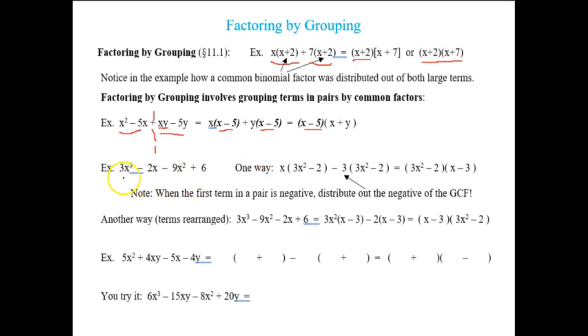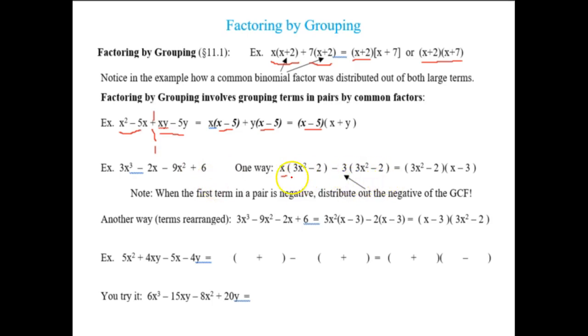Here's another example. So I got 3x to the third minus 2x minus 9x squared plus 6. Now, the first two terms have an x in them. So I could pull out an x, and that leaves me with 3x squared minus 2. The last two terms, the common factor is negative 3. Notice that first term is negative, so I'm going to pull out a negative of it. So negative 3, and then that leaves me with 3x squared minus 2. Because if I divide 6 by negative 3, you get negative 2.